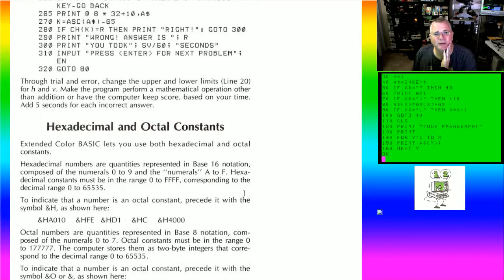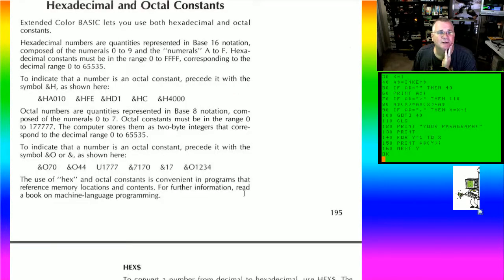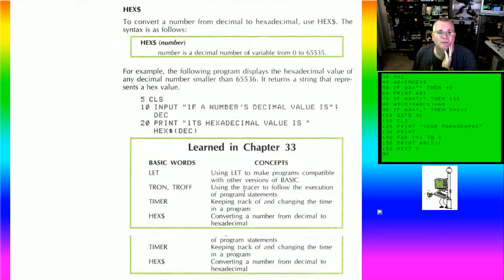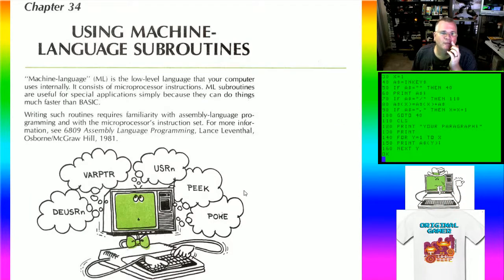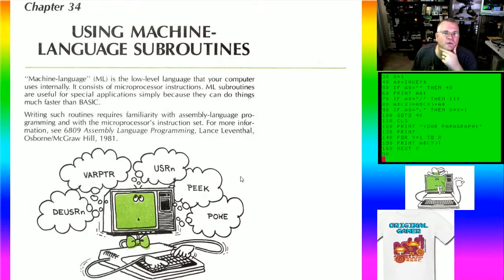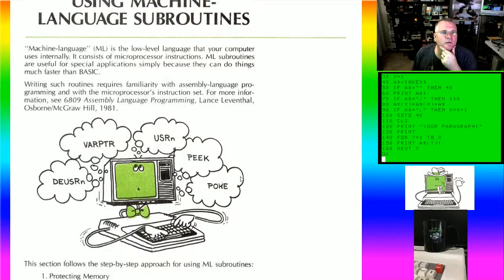We'll look at that. I guess we can talk about hex and octal, although I'm not going to use them in any of my programs, but we could probably talk about them. So that's chapter 33. And then chapter 34, interesting: varptr, USR, peek, poke, DEF USR.